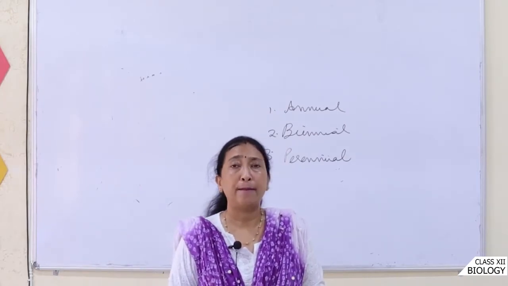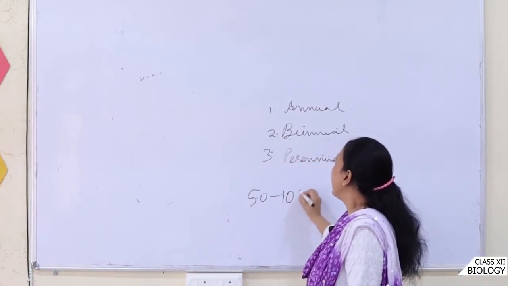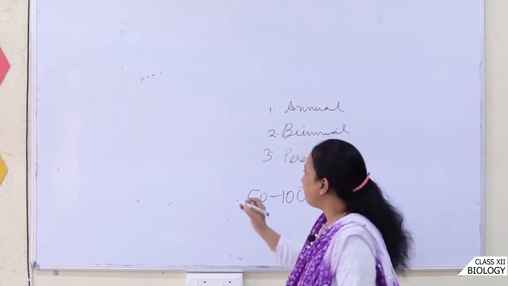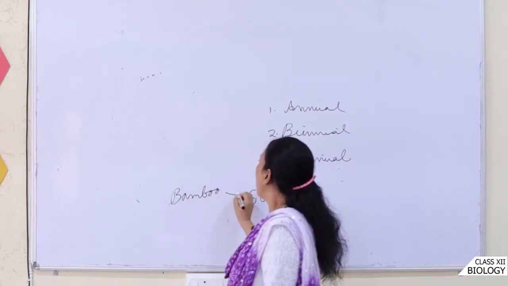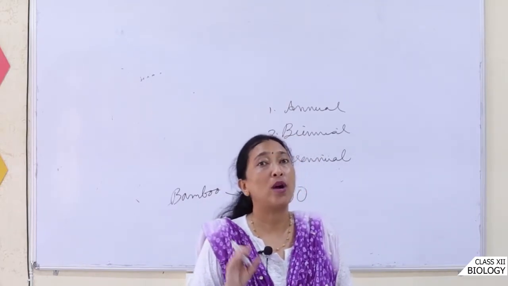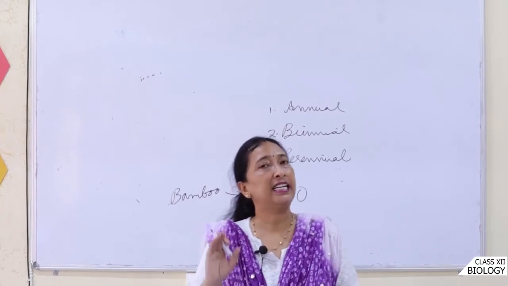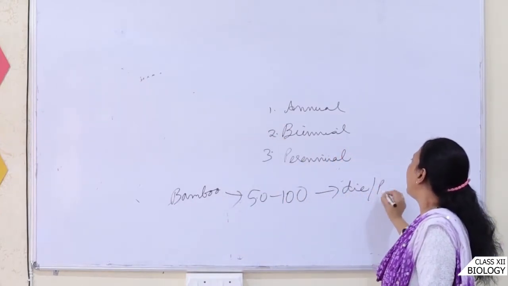Like in bamboo, the average lifespan of bamboo is 50 to 100 years. In this 50 to 100 years, the bamboo plant flowers once, either it will flower once in 50 years or it will flower once in 100 years, and after that they die or perish.